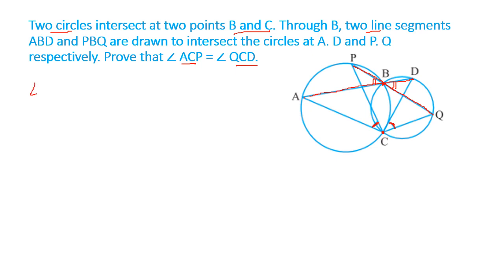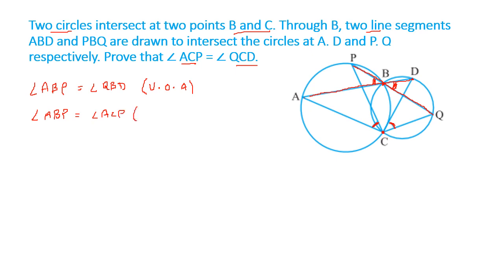Angle ABP equal to angle QBD because they are vertically opposite angles. Okay, so these two angles are equal. I have proved these two angles are equal. Now, angle ABP equal to angle ACP. Can you tell me why?